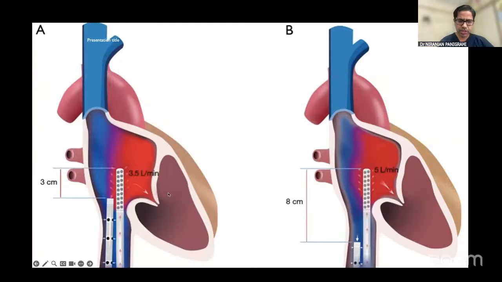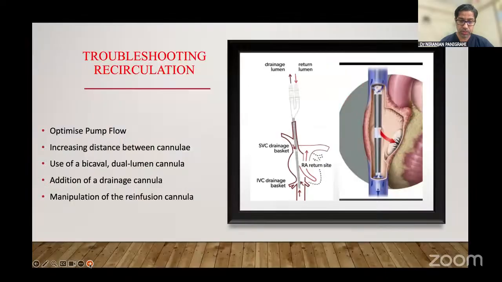Here I have put two pictures of the femorofemoral. You can see the return and access cannula. The distance should be at least 8 centimeters. If you are going for femorojugular, then the tip to tip distance should be 12 centimeters. Now how to measure? It should be measured on your X-ray, and it should be addressed.